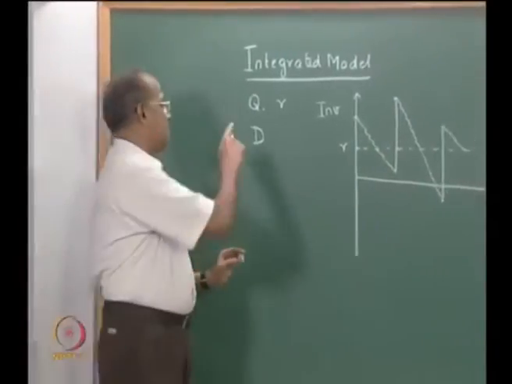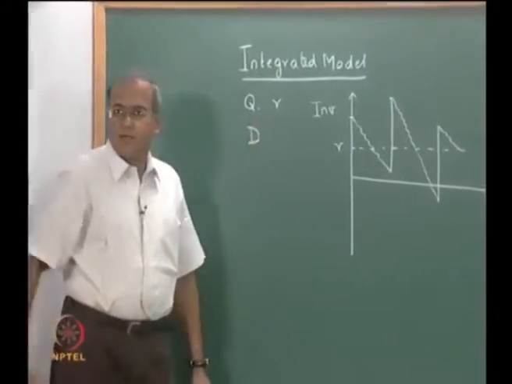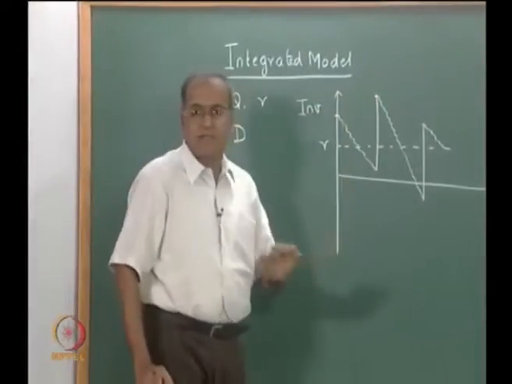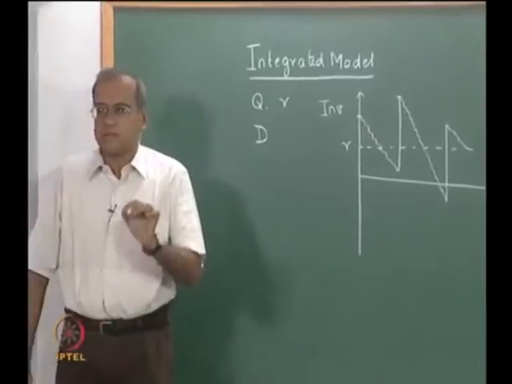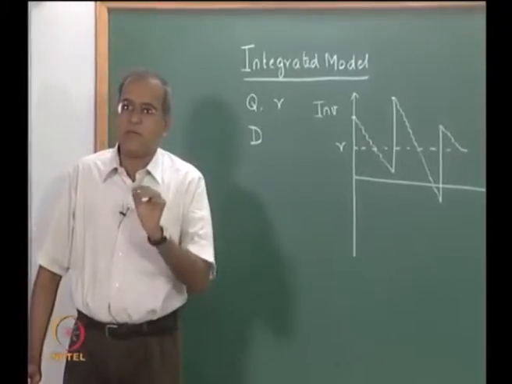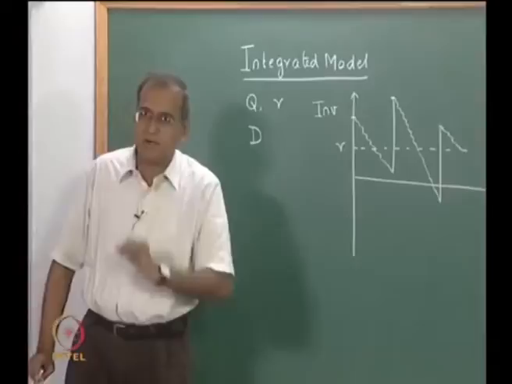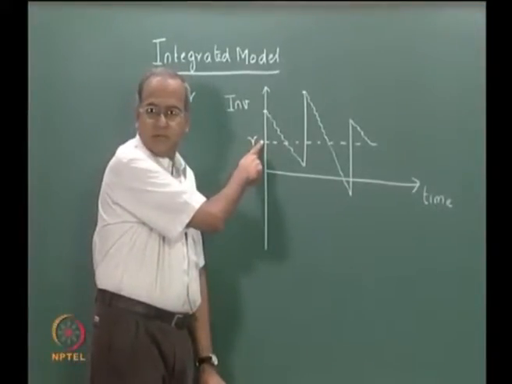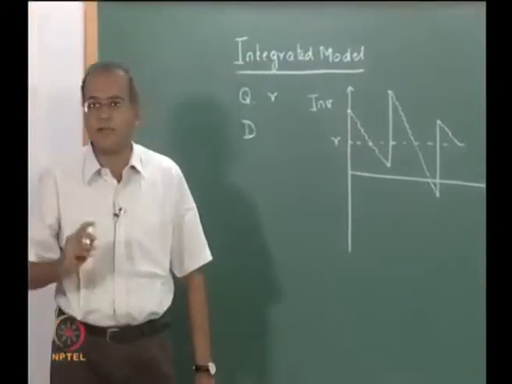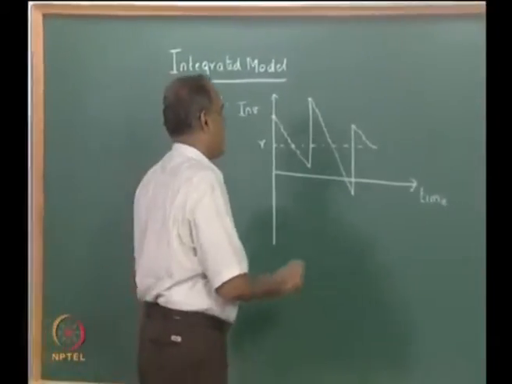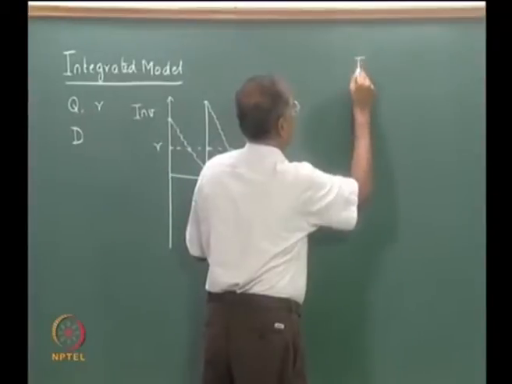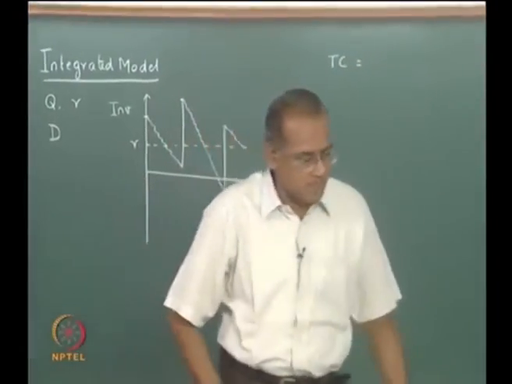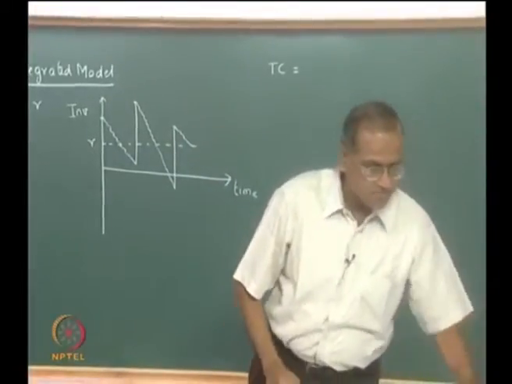Now we have two variables, Q and R. Q is the quantity that we are going to order, which we will get after a lead time, and R is the reorder level, which is the point at which we place the order. So we will try and get both using an integrated model. Now we write the total cost expression for this. The total cost is made up of three parts.